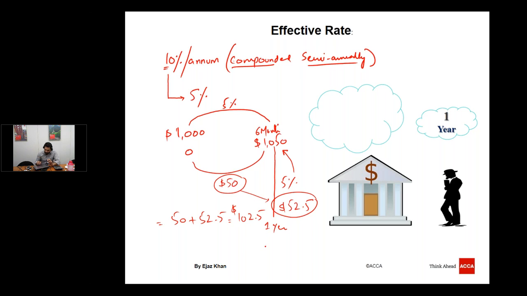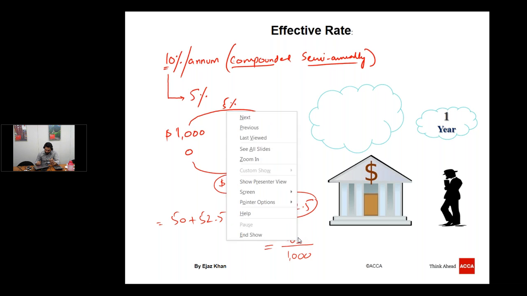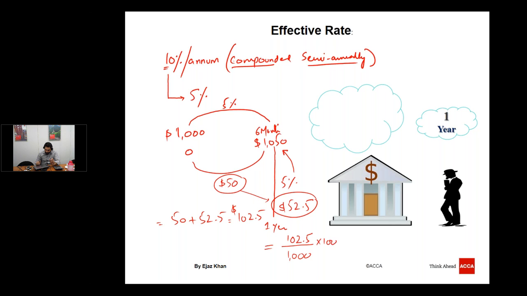Now if we try to convert it into a percentage figure, Mr. A borrowed $1,000 and is expected to pay a total interest for the year of $102.5. So if we need to find out how much he's paying as a percentage of his borrowing, it will be 10.25%. Though apparently it was stated that the interest will be 10%, and this is called nominal rate. But effectively, Mr. A is paying 10.25%. This is called effective rate. So effective rate is actually the actual amount of interest that a borrower is expected to pay against the amount borrowed.